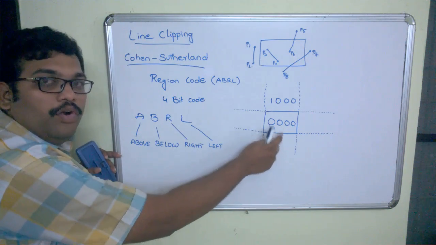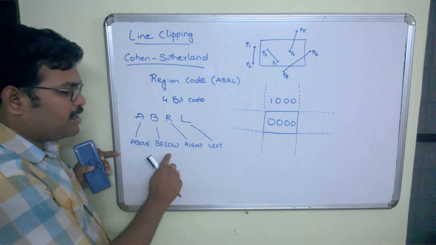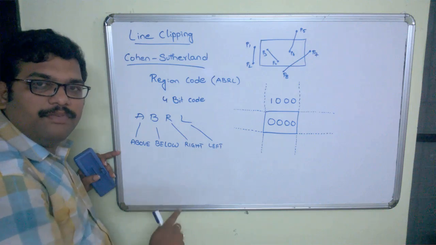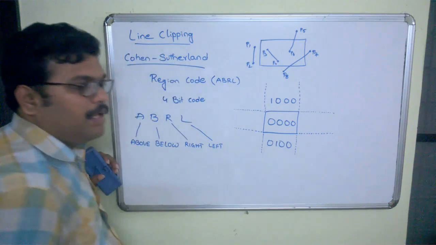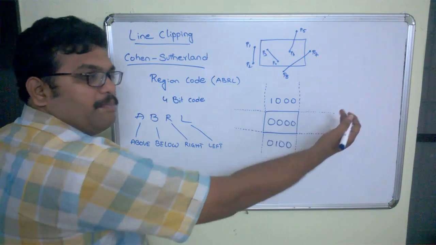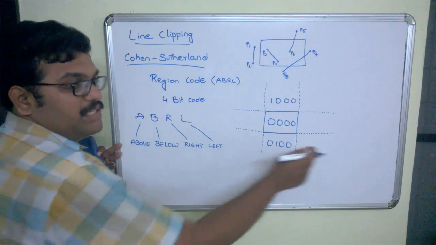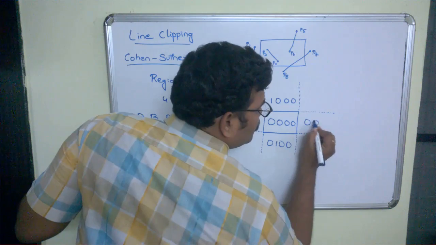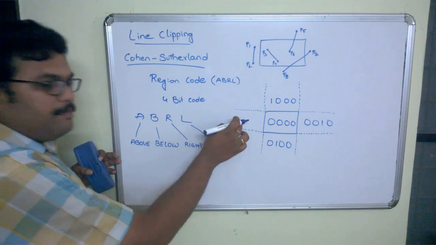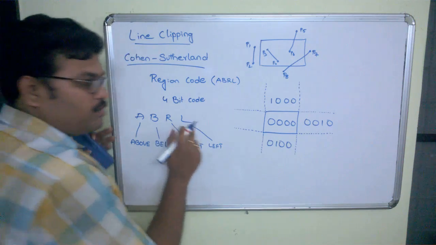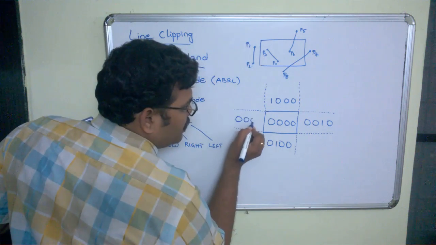And this is below the window, that means the below bit must be set to 1 and all the remaining bits will be zeros. So 0, 1, 0, 0. And this is rightmost to the window, so right must be set to 1 and the remaining are zeros. And this is leftmost, that means the left bit must be set to 1 and the remaining will be zeros.